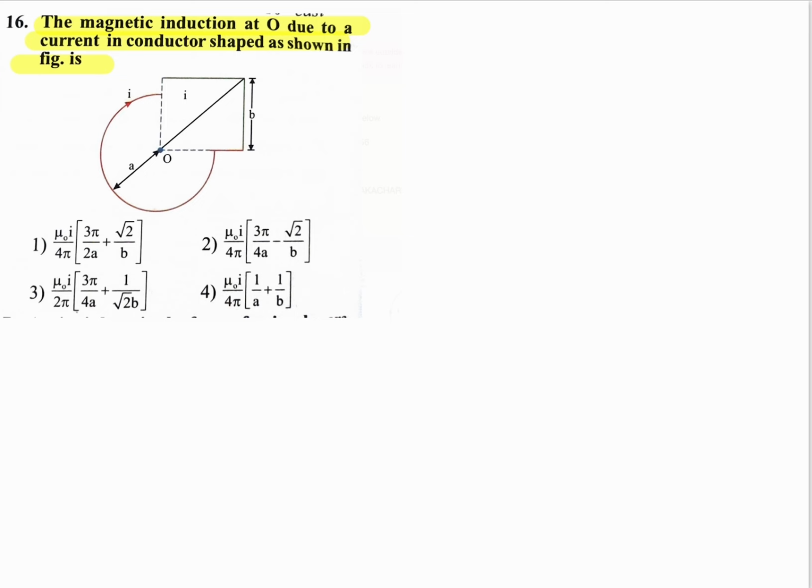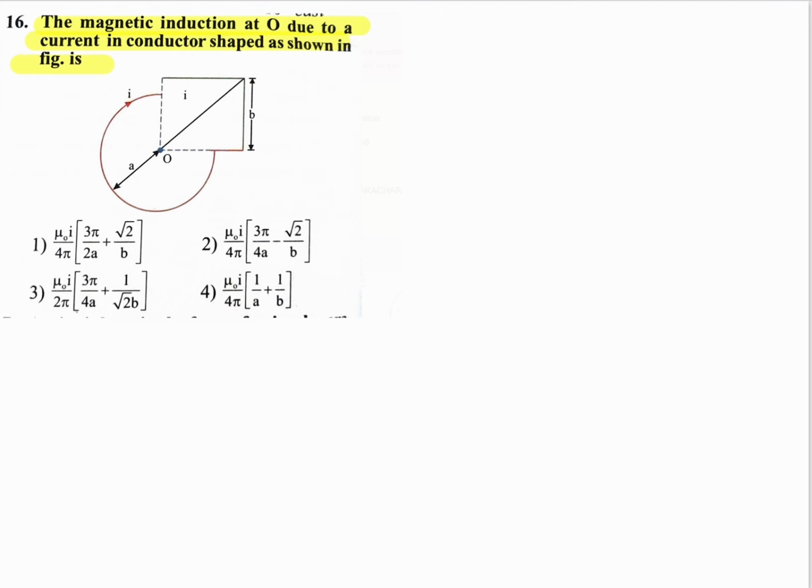Here they have given one diagram, and if you observe this, there are three segments. One is a circular segment like this, and this is another segment, and this is another segment. Totally we have three segments. And one more thing, the current flowing in this conductor will be along this direction.